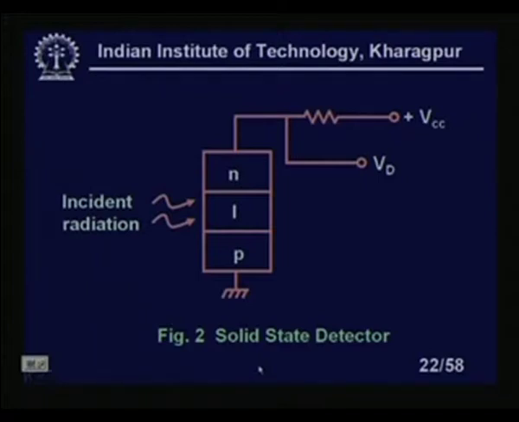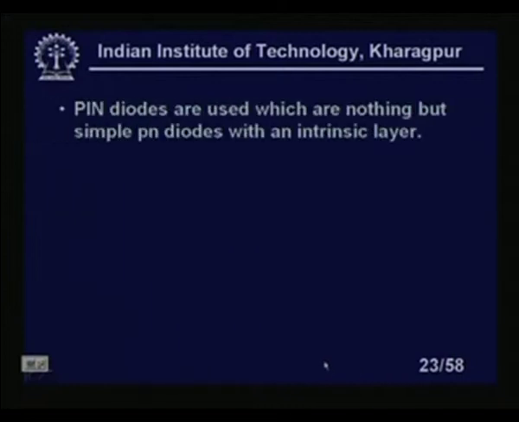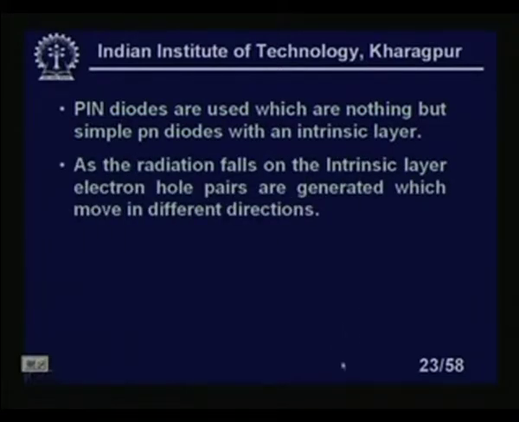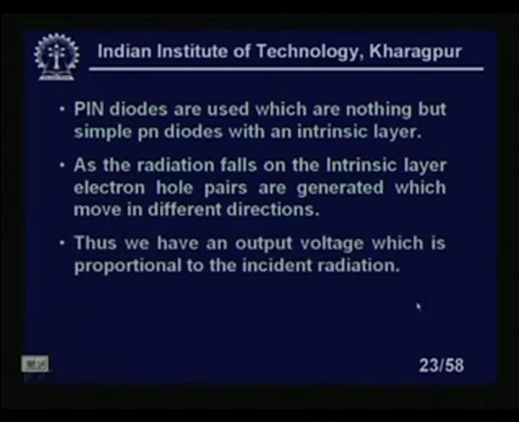We have N type and P type regions, and an intrinsic semiconductor in between the two. I will get an output, which can be utilized for measurement, because I need a power supply. PIN diodes are used, which are nothing but simple PN diodes with an intrinsic layer. As the radiation falls on the intrinsic layer, electron hole pairs are generated, which move in different directions. Thus, we have an output voltage which is proportional to the incident radiation.